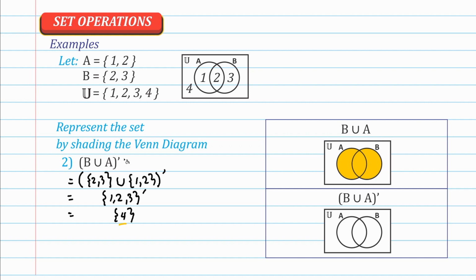So prime means outside. Let us shade everything outside this part. So the only part that's outside that is this one. Therefore, we now have represented B union A, that group prime, even without knowing the elements. Ultimate check, let's shade 4 here. If you shade 4 here, is this what it looks like? Yes, it is. So that's how you shade the Venn diagram without ever knowing the elements inside those sets.